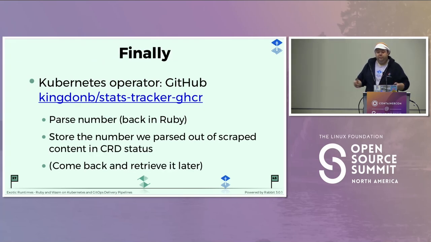So once we've got the number back in Ruby, we parse it, put it back in a number. We store that number in the CRD status. There's a field defined for the status that says how many downloads count. And we'll come back later. We'll build a Prometheus exporter so we can scrape this, feed it into Prometheus. We don't want to store this data long term, but we'd like to have it for a couple of weeks so we can export it regularly and then put it in a spreadsheet.